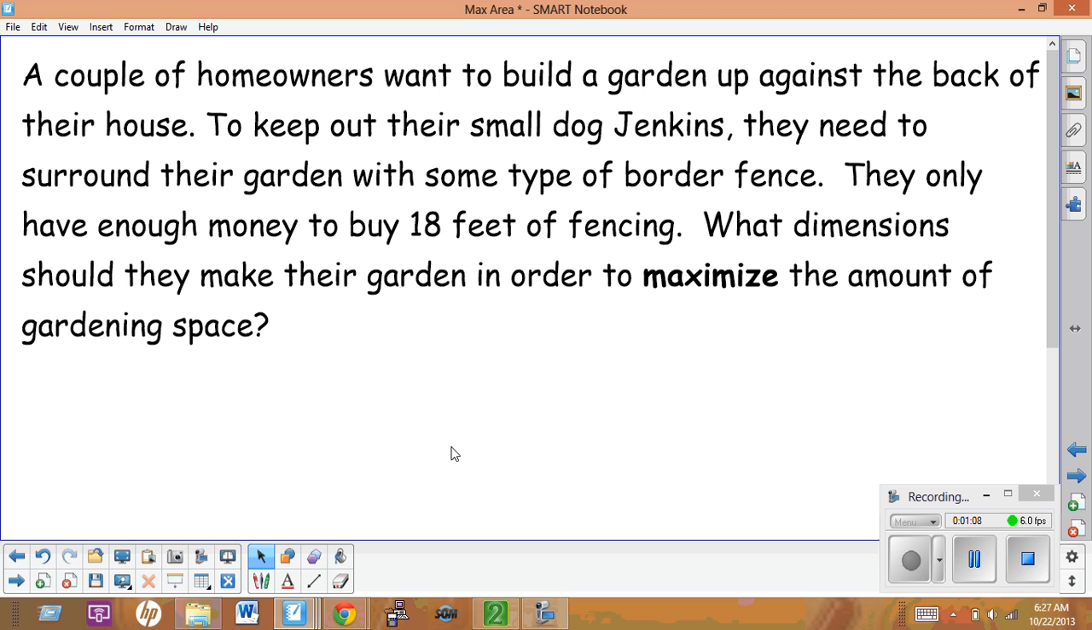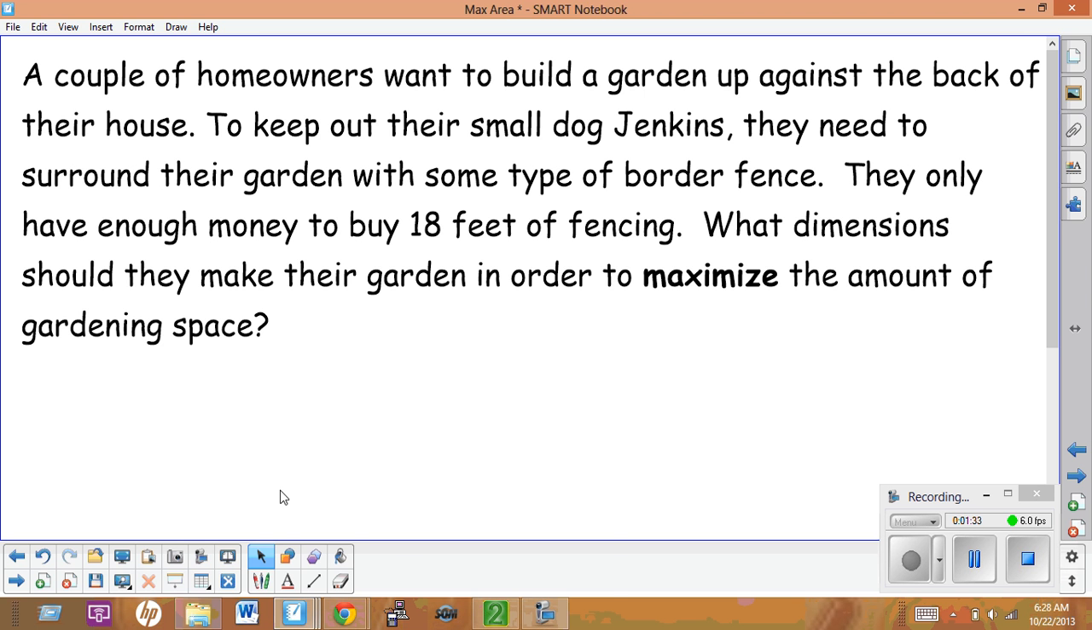A couple of homeowners want to build a garden up against the back of their house. To keep out their small dog Jenkins, they need to surround their garden with some type of border fencing. They only have enough money to buy 18 feet of fencing. What dimensions should they make their garden, excuse me, in order to maximize the amount of gardening space?